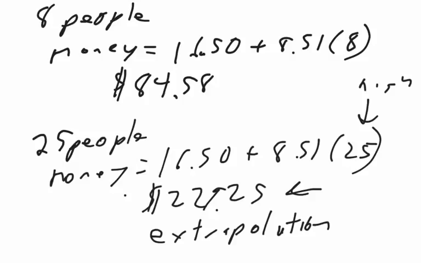You know, since 10 people are the most, we may be able to predict 11 or 12 people, but to predict 25 based on our data, we really shouldn't do.